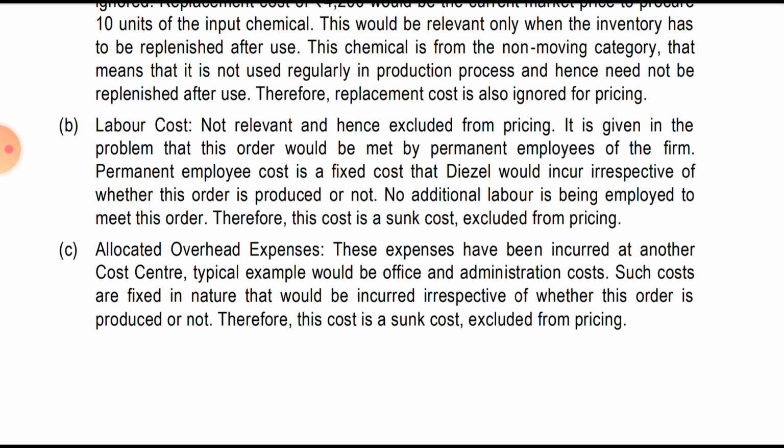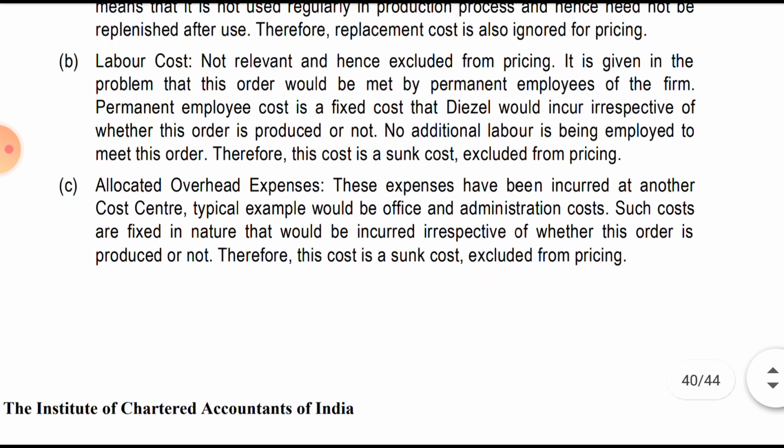It is given in the problem that this order would be met by the permanent employees of the firm. The permanent employee cost is a fixed cost that Diesel would incur irrespective of whether this order is procured or not. No additional labor is being employed to meet this order. Since only the existing employed labor is used, this cost is a sunk cost and hence excluded from the pricing.